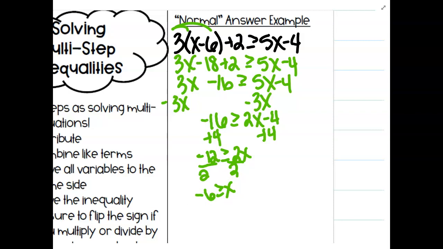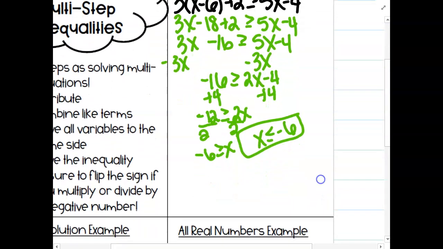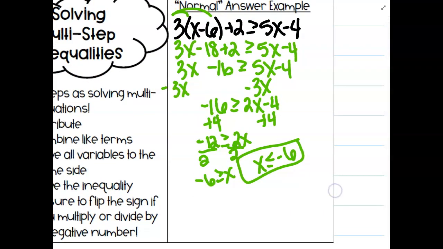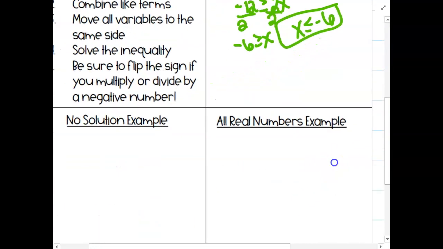Now, although today we're not graphing, I really think it's good practice just to get in the habit, write that variable first. So x is less than or equal to negative 6 would probably be the best answer. That being said, if this were on a quiz or a test and you left it as negative 6 is greater than or equal to x, you wouldn't lose points. It means the same thing, but I would say the best practice would be to write the variable first. Okay, so that's your normal answer, and honestly, that's probably about as hard as the problems get today. Most of them are easier than that, okay?